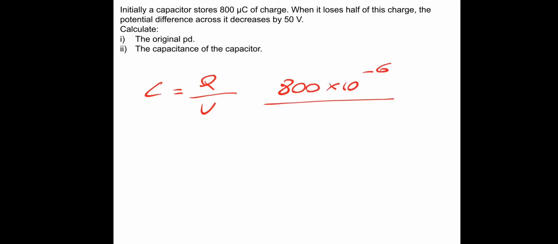So capacitance is simply charge over voltage. So we've got the charge, the 800 microcoulombs, so 800 times 10 to the minus 6, divided by the voltage. And the original voltage is 100. So the capacitance is simply 8 times 10 to the minus 6 farads, or 8 microfarads.